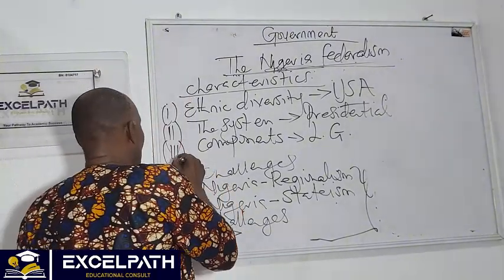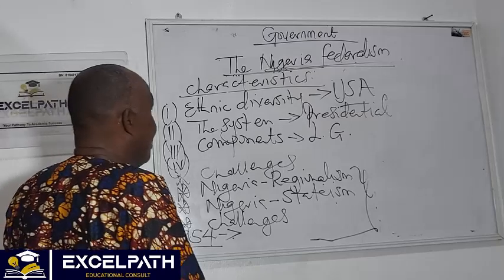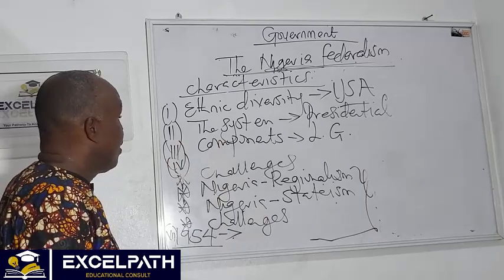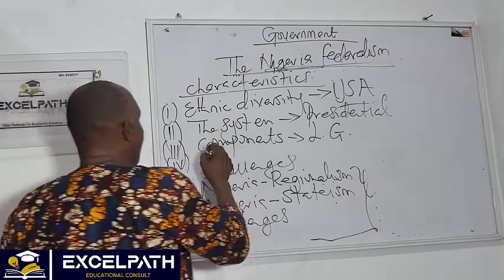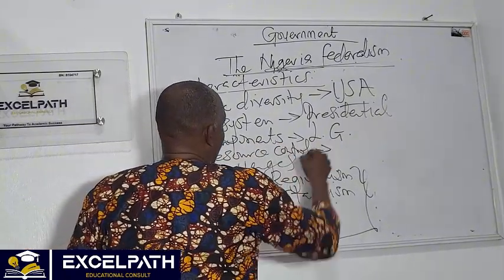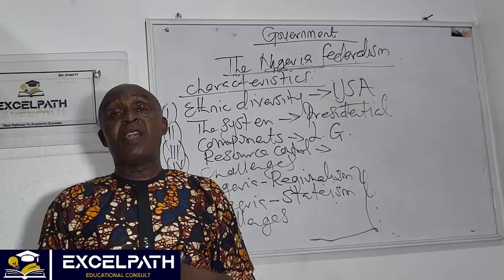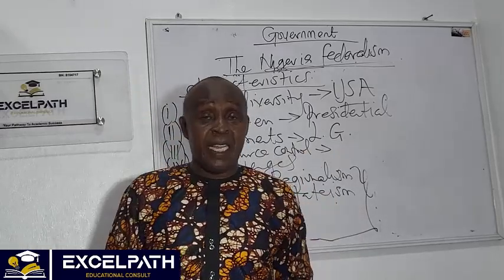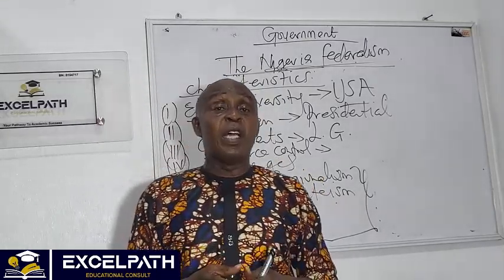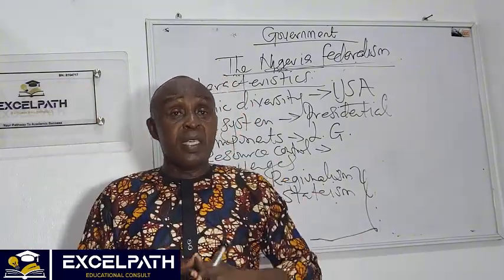Then the fourth one to know that Nigeria is actually operating a federal structure is the resource control. All right, and now when you talk about the resource control in Nigeria, the federal government is the only one with the exclusive right to the major resources of the country. The federal government of Nigeria has the only exclusive right to the major control of resources in the state.